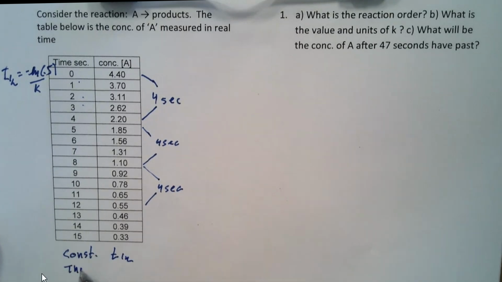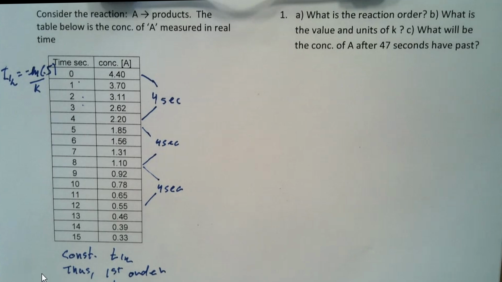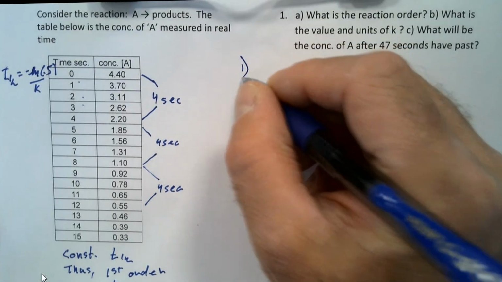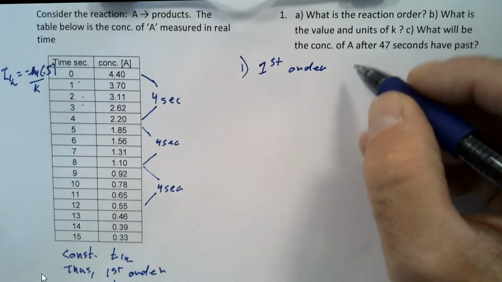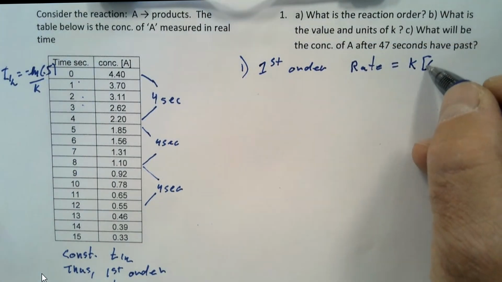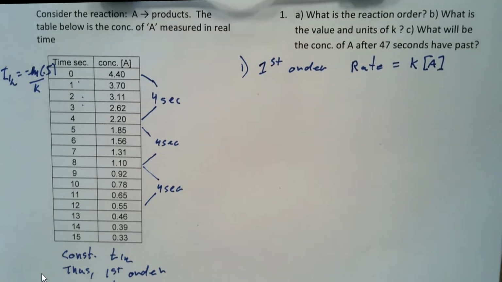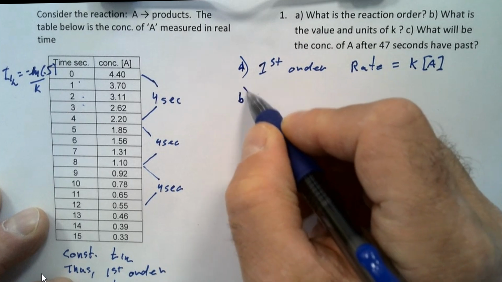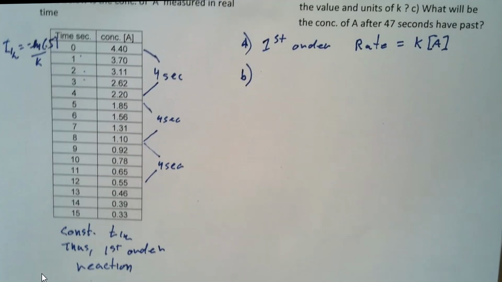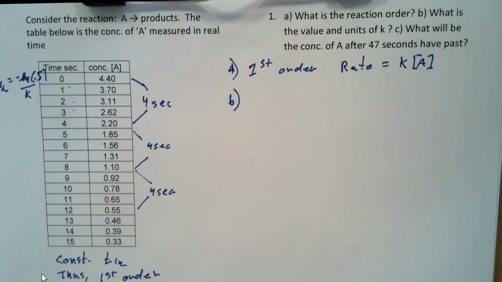And so we've answered part A. In fact, we'll just say first order. We solved the rate law too: A to products. Very generic. Well, we didn't solve everything, right? This is A. Let's go ahead and do part B. What is the value and units of k?